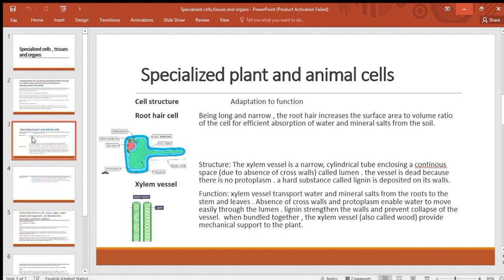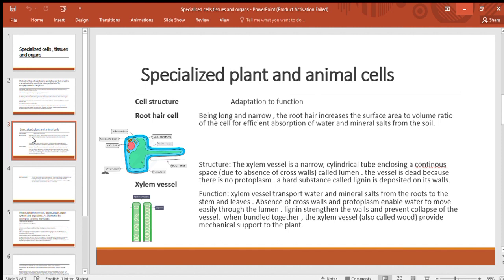These root hairs increase the surface area to volume ratio of the cell for efficient absorption of water and mineral salts from the soil. And this is their adaptation. Basically, their function is to absorb water and mineral salts from the soil, so they increase their surface area to volume ratio.